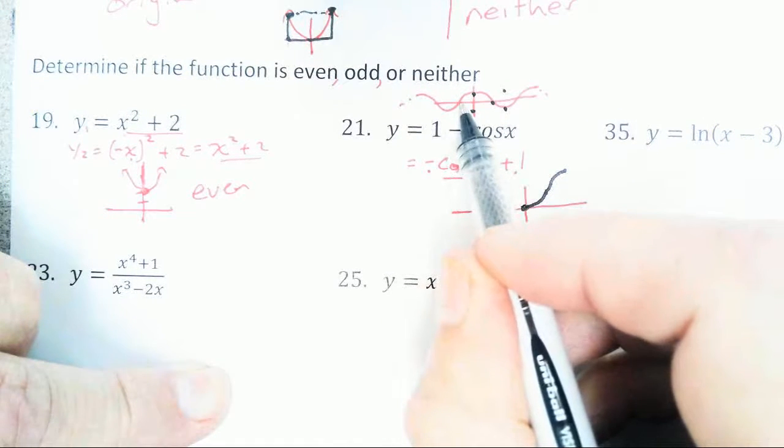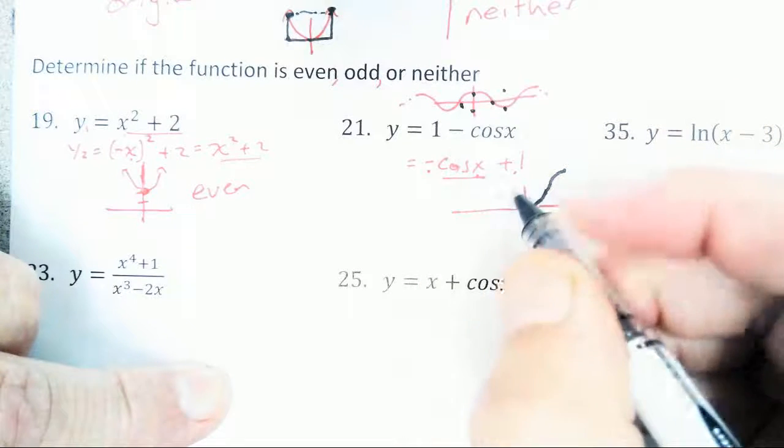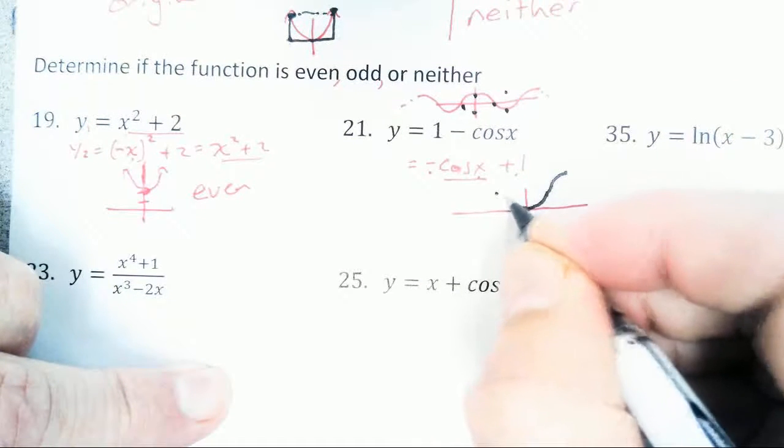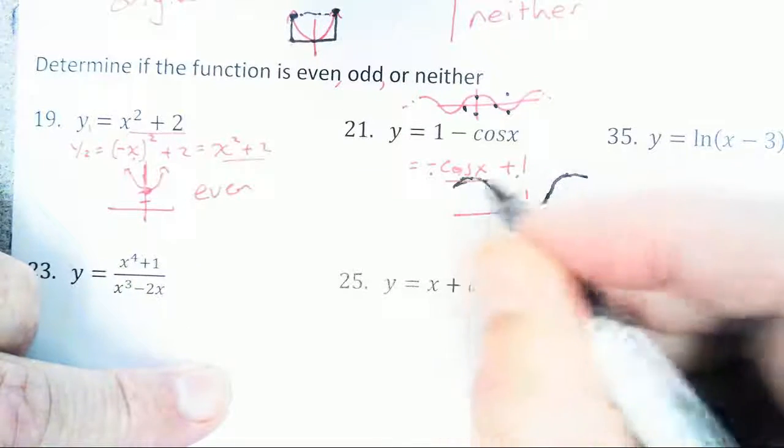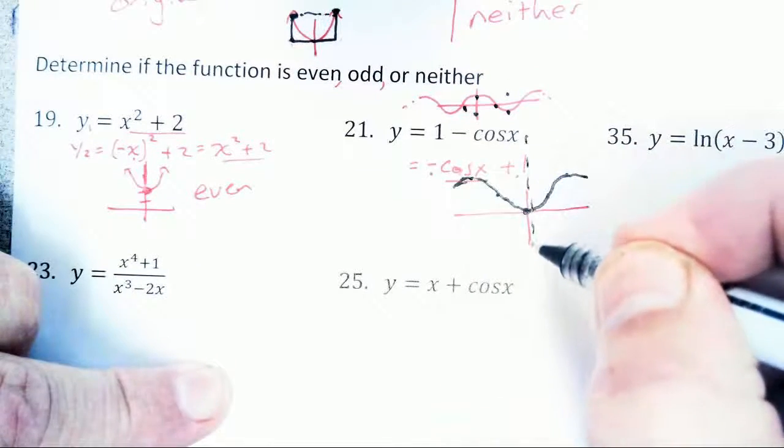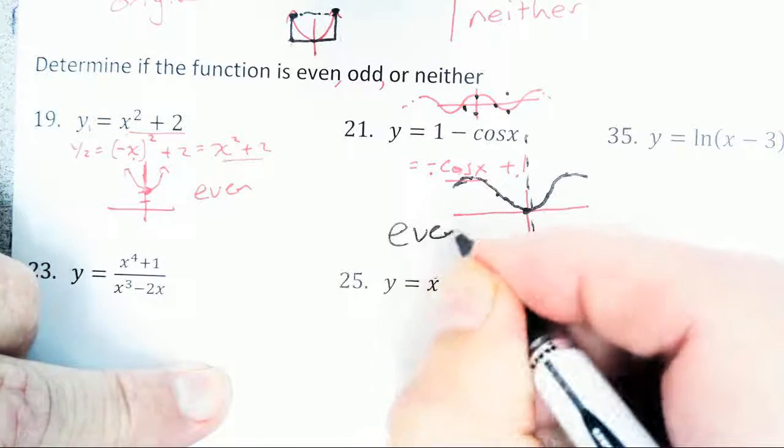This point upside down stays the same, up 1. Oh, I'm getting a feel for what's going on here now. This graph looks like this, on and on. So it stayed even because it is symmetric across the y-axis.